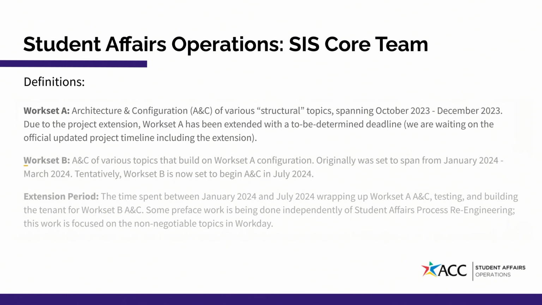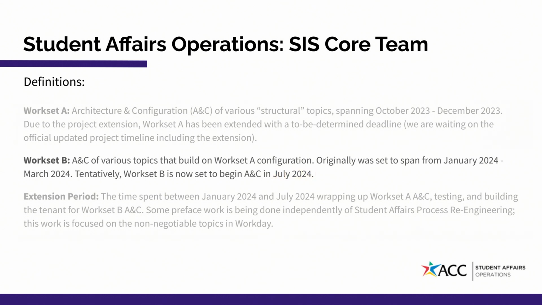What do we mean when we say Workset B? Workset B is the A&C of various topics that build on Workset A configuration. So we have areas of study, we can build on that in Workset B with our majors. Originally, that was set to span from January 2024 to March 2024. Tentatively, Workset B is now set to begin A&C in July of 2024.